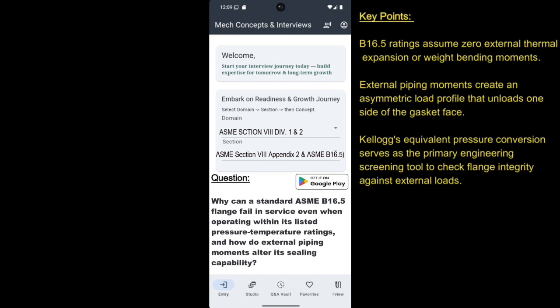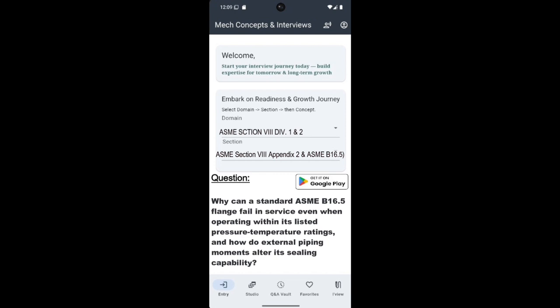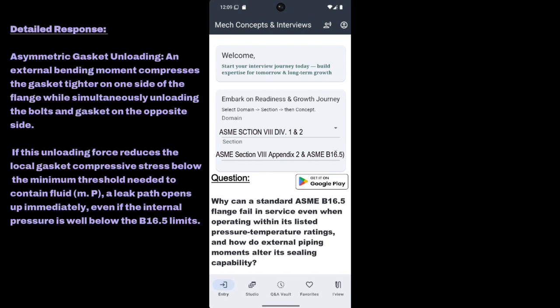When that external bending moment is applied, it creates a highly asymmetric load profile across the circular face of the flange. Meaning, one side gets squeezed, the other gets pulled. Right. The moment acts to compress the gasket tighter on one side, the pivot point of the crowbar, while simultaneously prying open the joint on the diametrically opposite side. This prying action physically stretches the bolts and unloads the compressive force on the gasket.